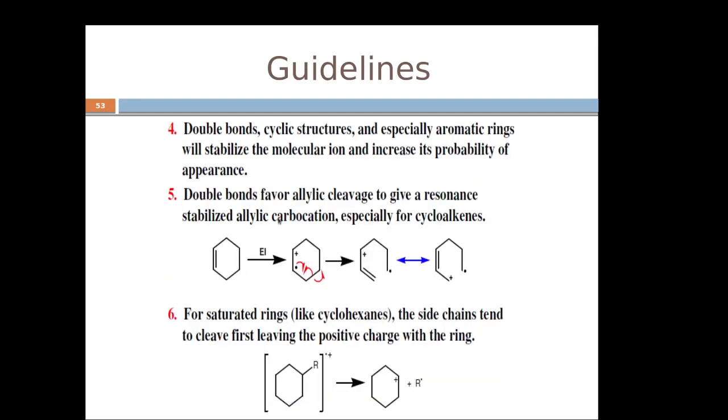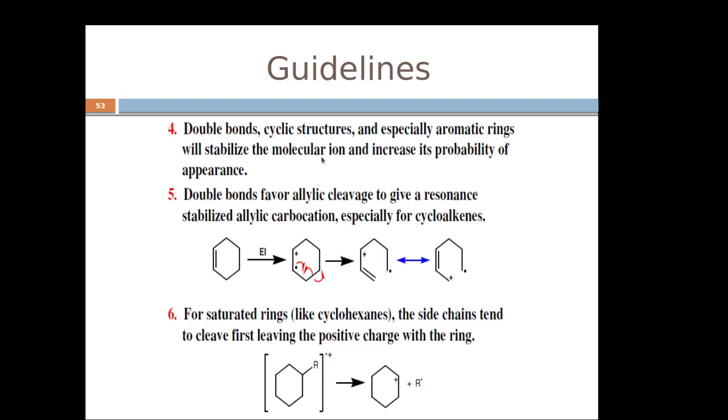And again, if the molecular radical cation has double bonds, cyclic structures or aromatic rings in the system, then these structures will stabilize the molecular ion. The molecular ion will be difficult to break, and therefore the intensity of the peak corresponding to the molecular ion will be much more prominent in the mass spectrum.